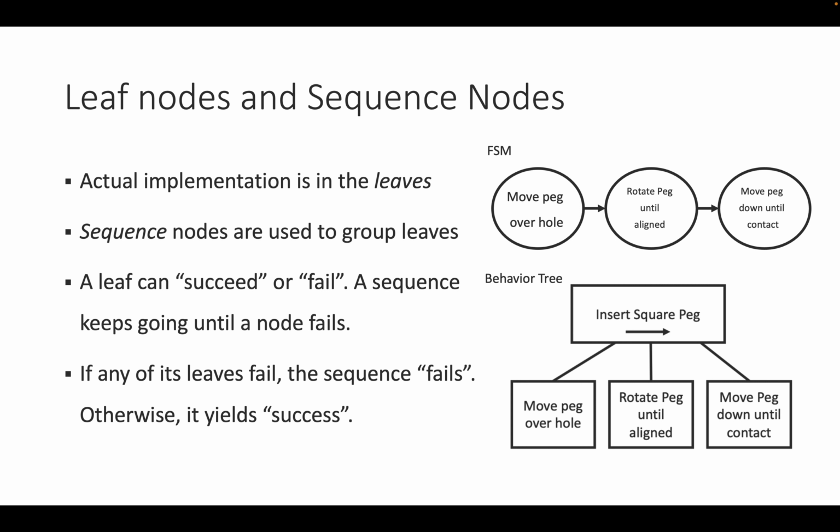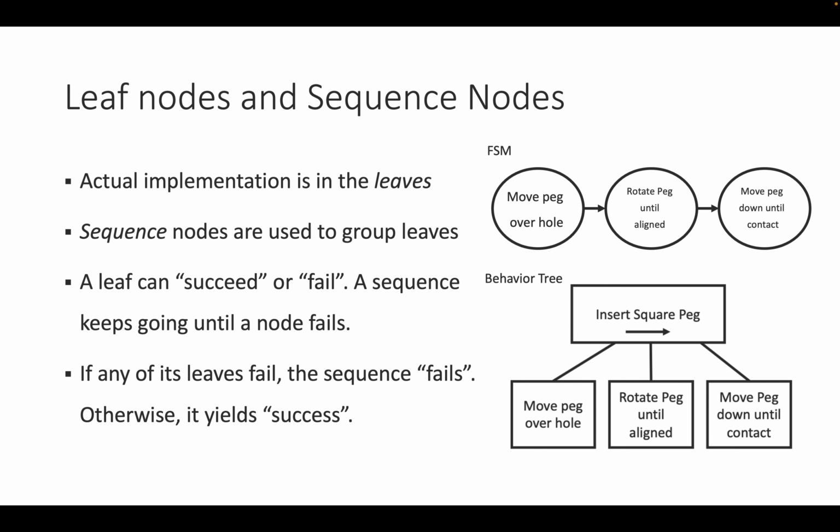Now let's consider an example. I have a finite state machine here for peg and hole, and this is a square peg that has to go into a square hole. If I want to do this, I have to move the peg over the hole, and then I have to rotate the peg so that the square peg is aligned with the square hole. And once I've done that, I can move the peg down until contact is made.